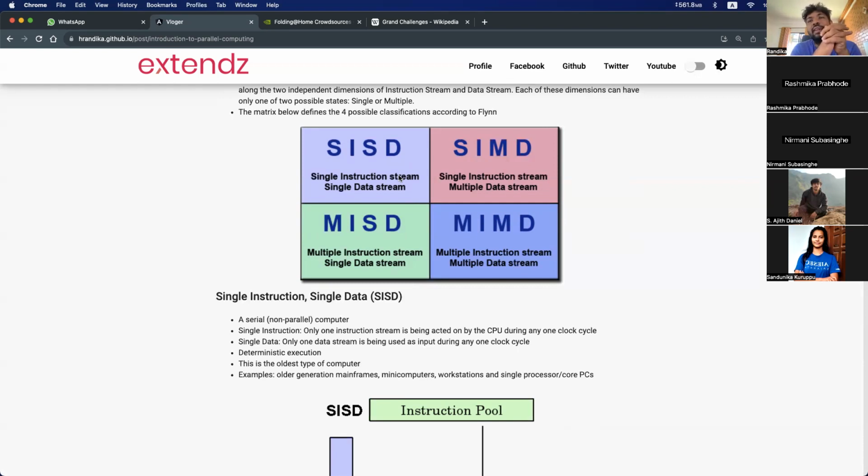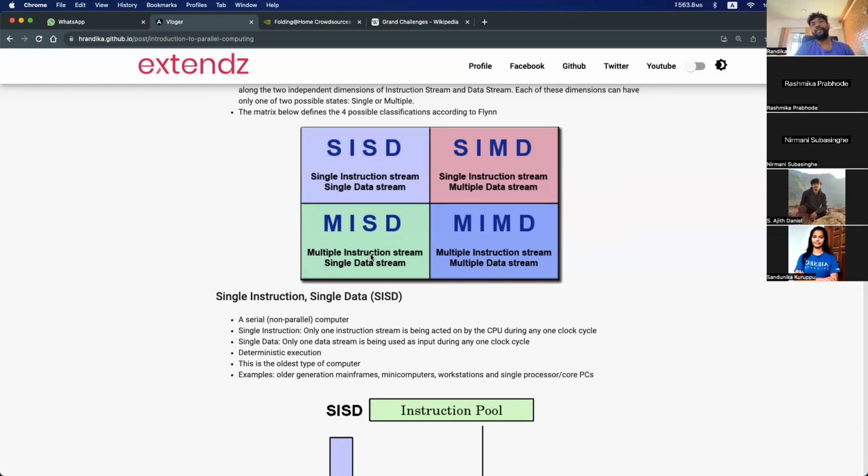We will look into each and every one and see how these fall under the four categories, and whether they are serial or parallel. So let's take the four types and come up with the four classifications. First, we have single instruction stream and single data stream. That is the basic component: one instruction and one data stream. The second type is single instruction stream, where we have only one instruction in our stream, but multiple data to work with, a multiple data stream.